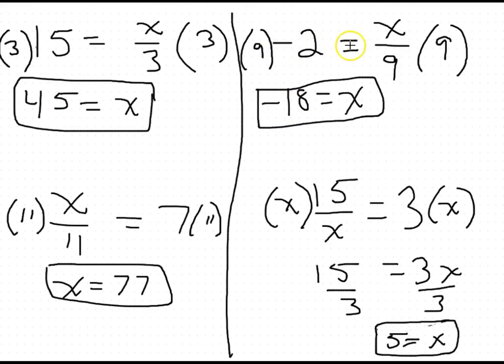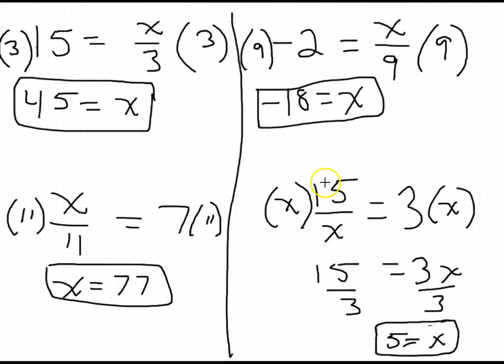When we have negative 2 equals x divided by 9, the reciprocal of 1 over 9 is just 9 over 1, or just 9. We multiply each side by 9. 9 times negative 2 is negative 18. When we have the equation x divided by 11 equals 7, the reciprocal of 1 over 11 is 11, or 11 over 1. We multiply on both sides. 7 times 11 is 77.